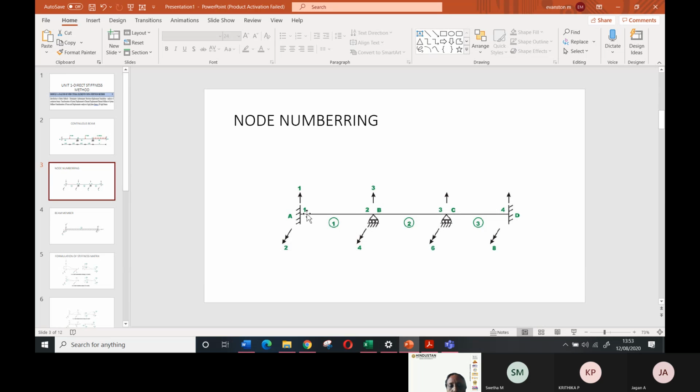How many nodes are there? At the left support, one node, then the second node, third node, fourth node. Each node will have a vertical translation and a rotation. Rotation I have given as two arrows. So each joint will have a vertical translation and a rotation. The fourth also will have a vertical translation and a rotation. But sometimes some of these will not be allowed.